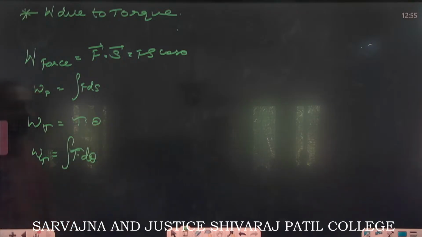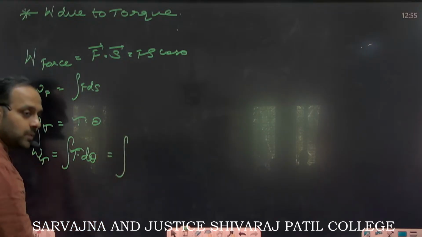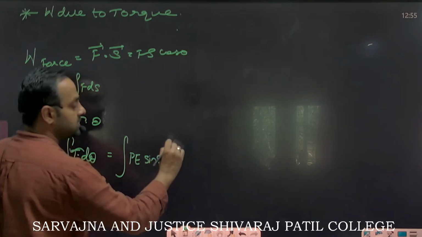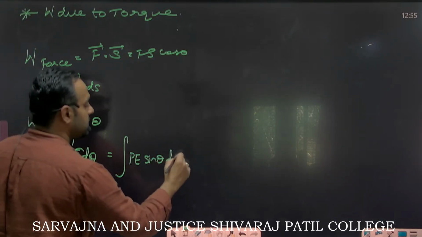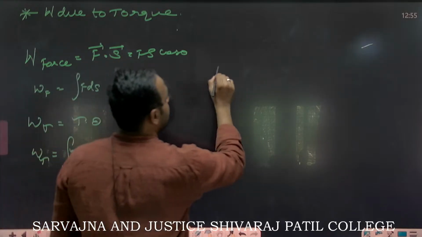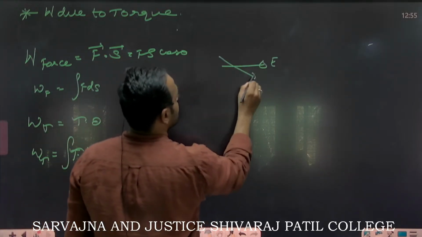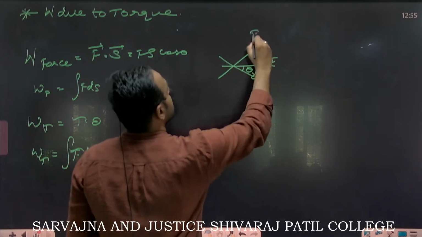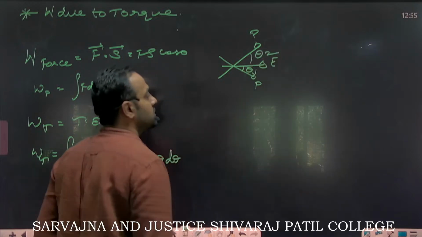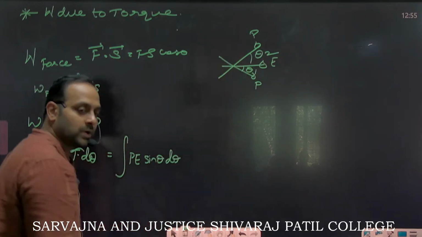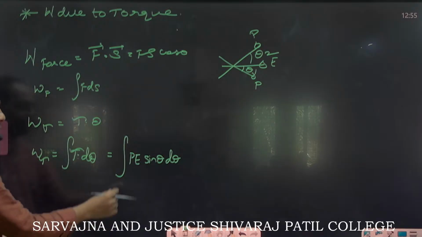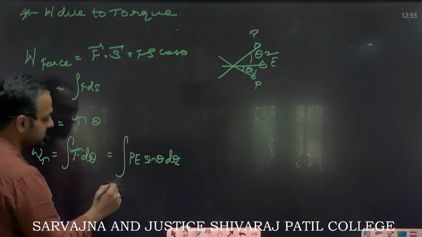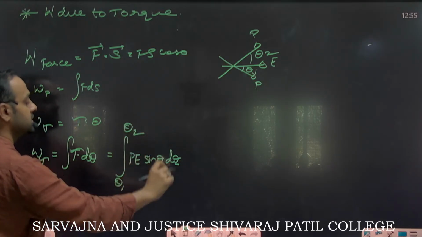Okay. Now, what is the torque on a dipole? The torque on a dipole is PE sin theta. Let's say you are rotating this from angle theta 1 to angle theta 2. So the only variable in this integration is theta, from theta 1 to theta 2.